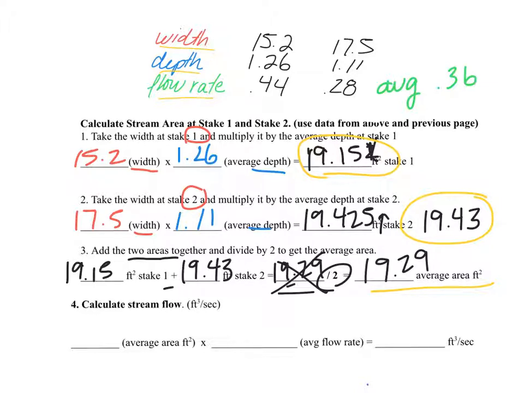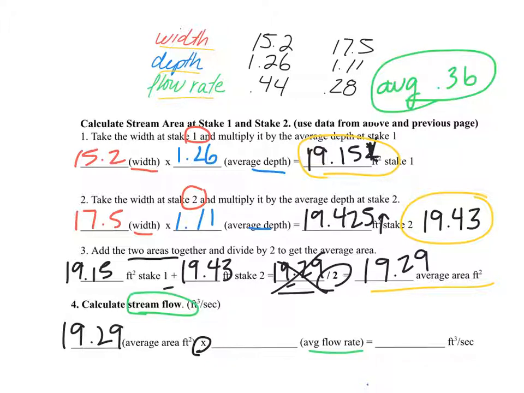Last but not least, to get my stream flow measurement, I'm taking that average area just calculated, 19.29, and I'm multiplying that by my average flow rate, which was the very first thing I did on the back page, and that was 0.36. So I've got 19.29 times 0.36. Again, keeping it in the hundredths place, 6.94. That means at my spot in the river, every second there is just below 7 cubic feet of water moving through that spot.